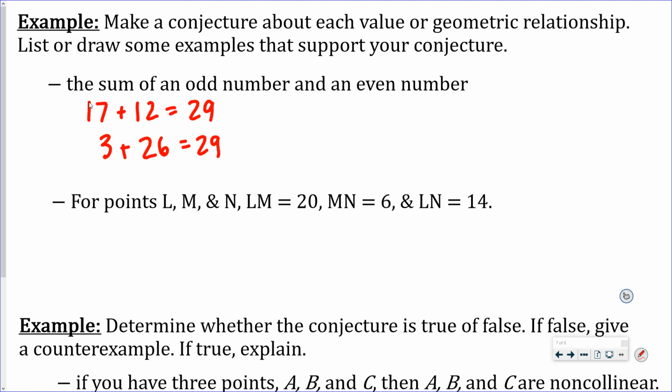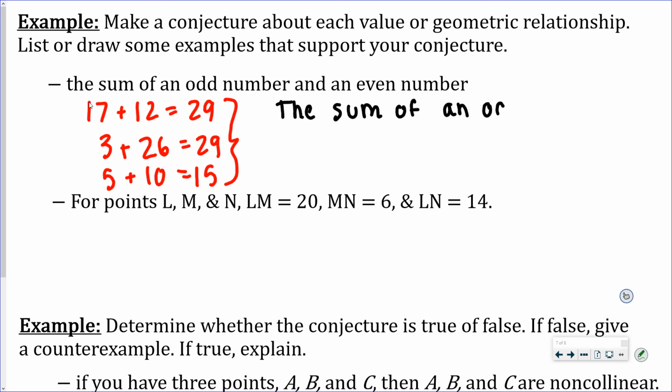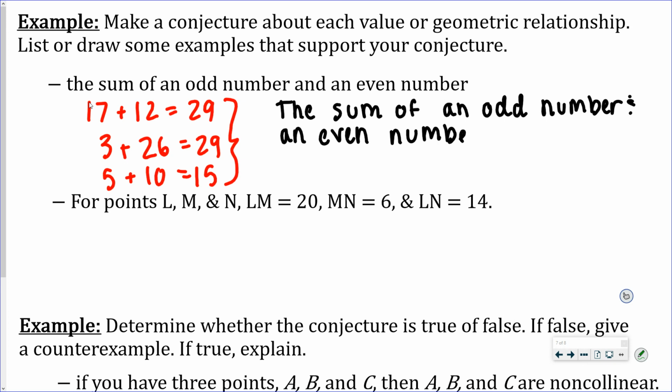No, that wouldn't make sense, right? Okay, let's do another one. How about 5 and 10? Okay, but what do we notice about all of these numbers, 29 and 15? They're odd. So a possible conjecture, a possible guess, is that the sum of an odd number and an even number will always be odd.